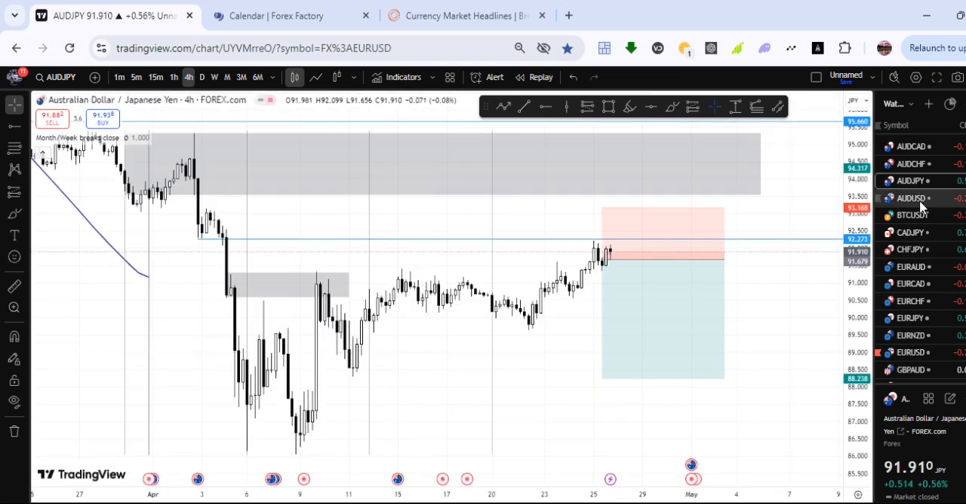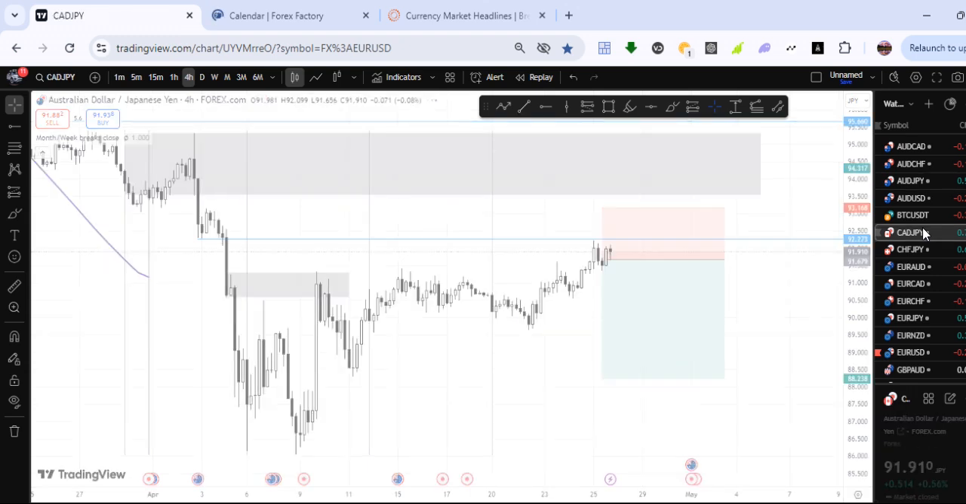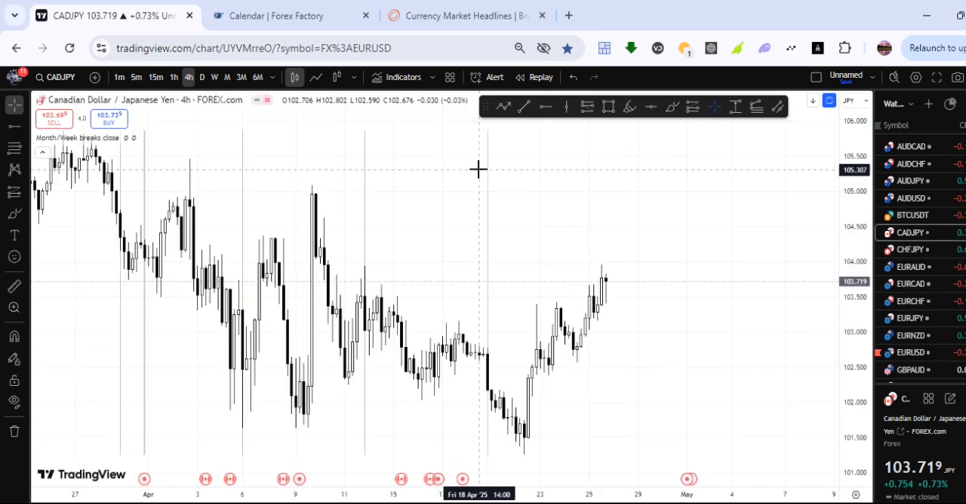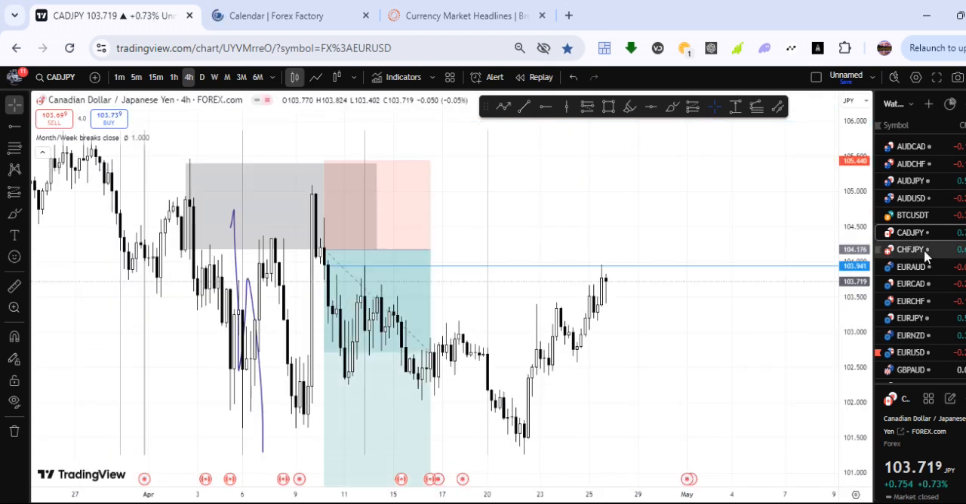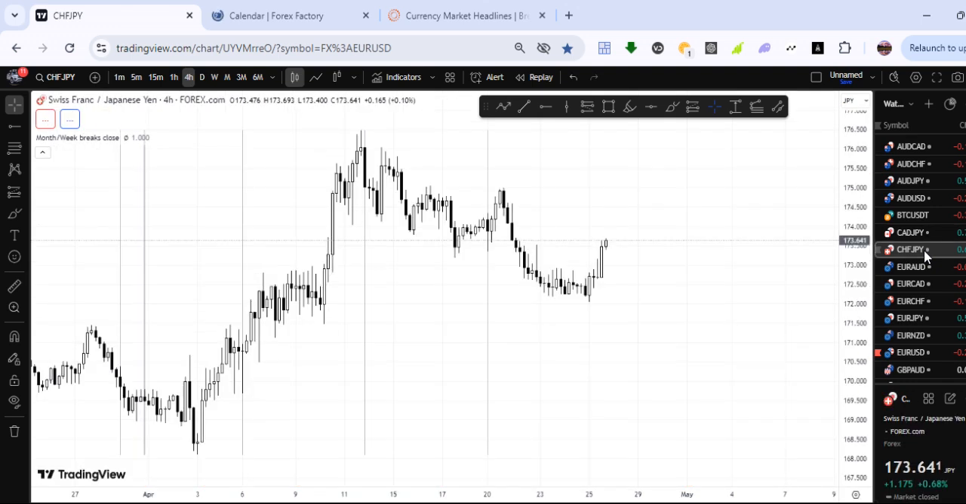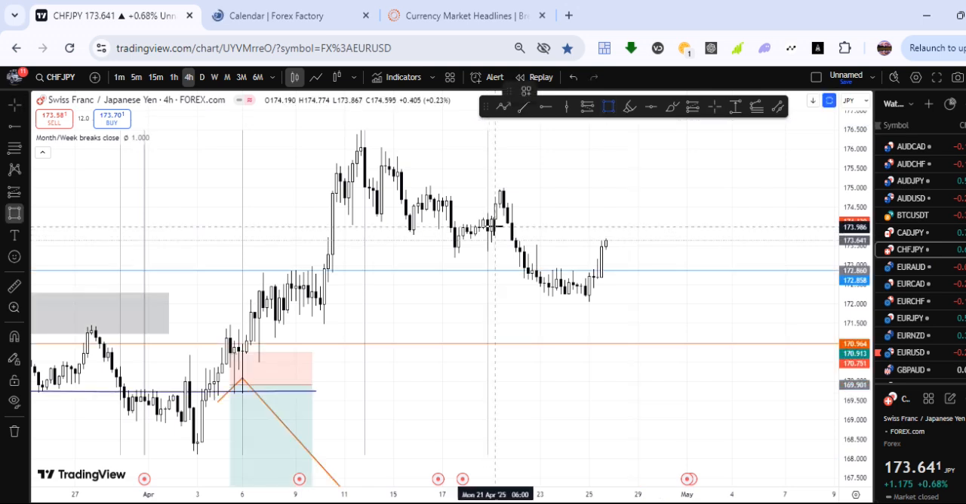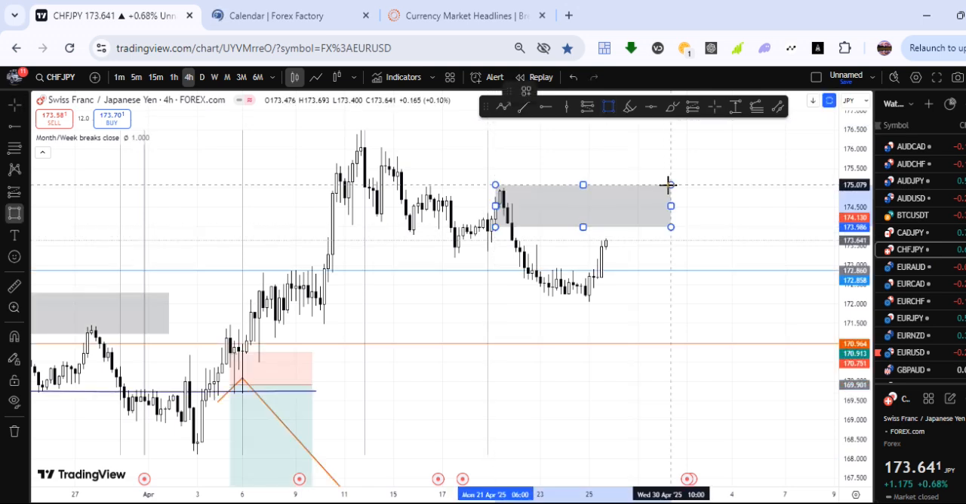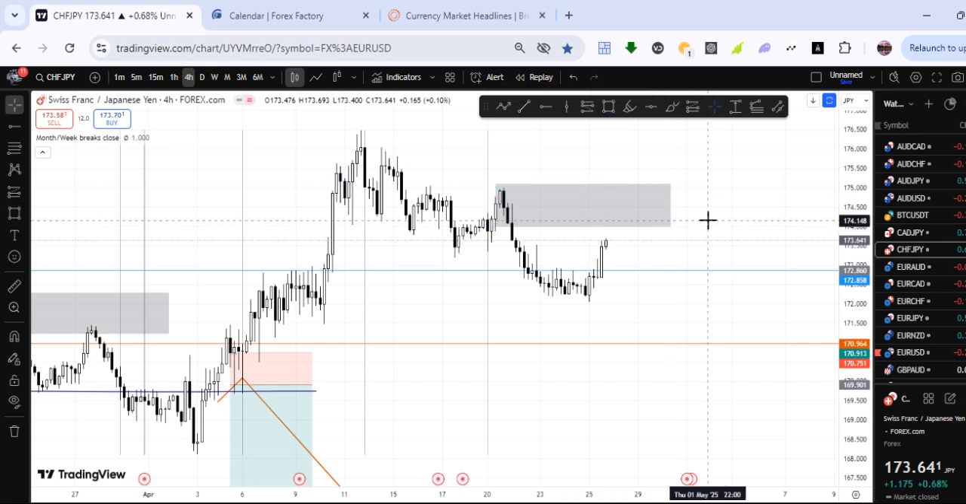But then you also have the CADJPY and the CHFJPY, which would make a whole lot of sense. The CADJPY structure is not too clean, but the CHFJPY is saying something different. So this is what I'll be looking out for this week.